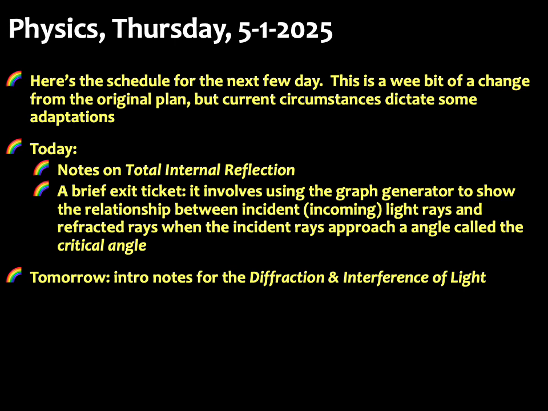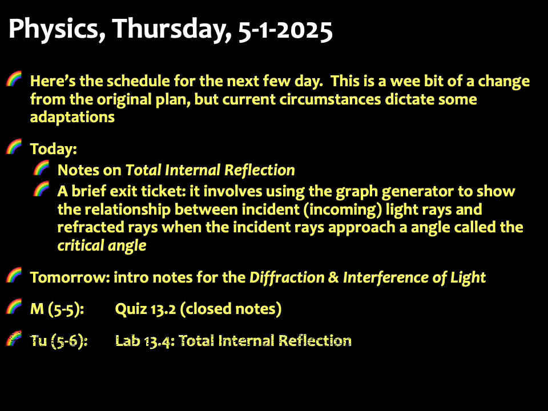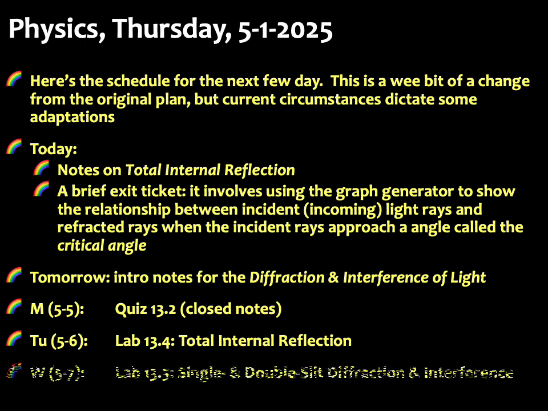Tomorrow, instead of doing the internal reflection lab, we're going to do the notes that were going to be next Tuesday. And then Monday is the quiz like scheduled. Then on Tuesday, we'll do the lab that was originally scheduled for tomorrow, Friday. And then Wednesday, that lab, that's the one that was supposed to be Wednesday anyway.